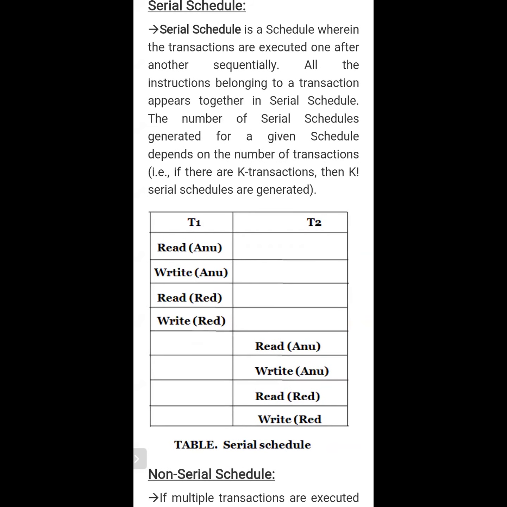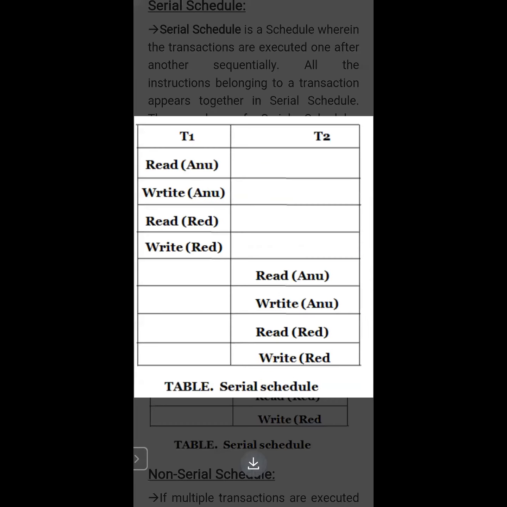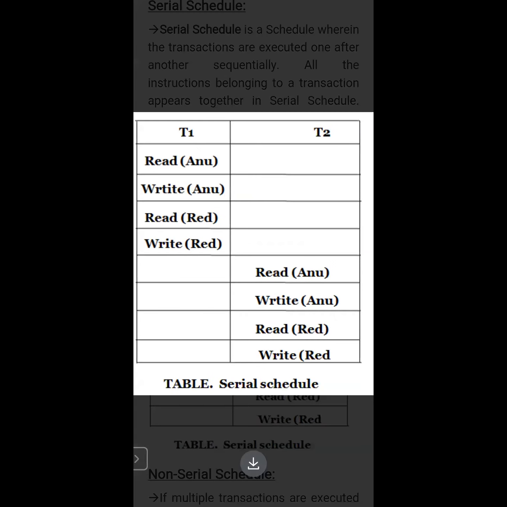If you observe here, T1 and T2 are the two transactions. Initially, read the account of Anu and write the account of Anu. Next, read the account of Red and write the account of Red. Next, the execution of the other transaction starts and the same thing is performed: read Anu, write Anu, read Red, write Red.